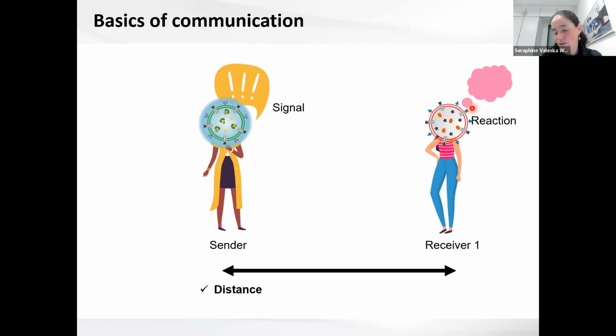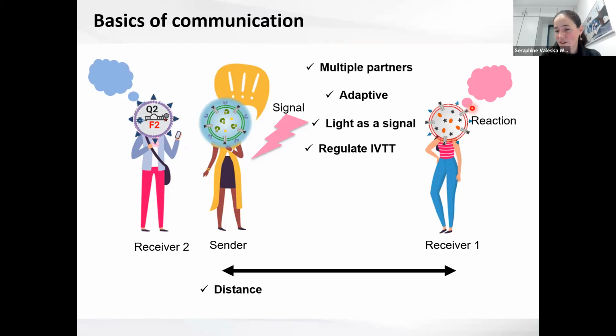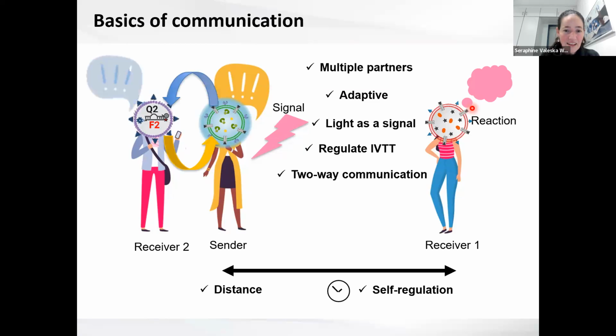So we can control how efficiently they communicate with distance. We can control how they communicate within mixtures and between multiple partners. We can show some adaptive behavior in terms of the communication behavior. We can use light as a signal between synthetic cells. We can regulate in vitro transcription and translation with light. And we can introduce self-regulation and two-way communication.